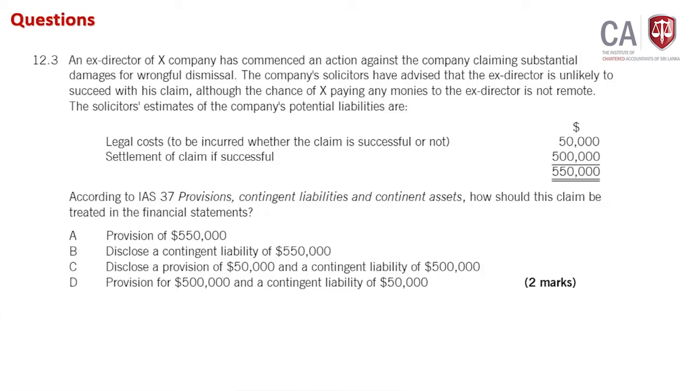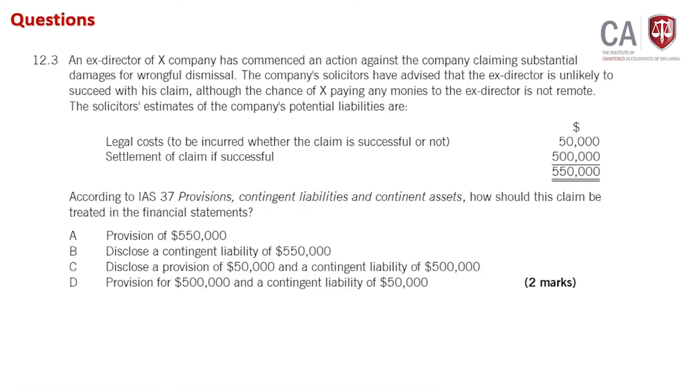Therefore, for settlement of the case if successful, you will not make a provision, you will do what? Disclosures for that. For 50,000 you have to make a provision. Why? Because as a result of a past event, you presently have an obligation, you can measure it reliably, and the cash outflow is also probable, right? Therefore, for 50,000 you make a provision. For settling the case if successful, you don't make a provision, right? Therefore, the answer, provision of 500,000, is wrong. Disclosure of contingent liability of 50,000 is wrong. Both are not right: 50,000 is a provision, the second one is a contingent liability.